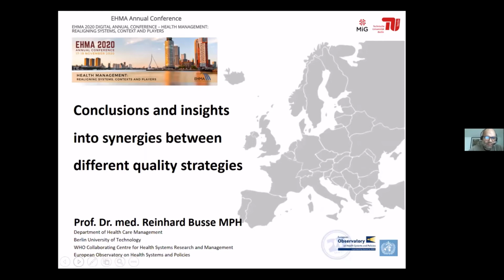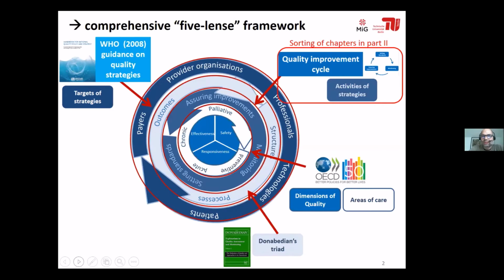Dimi has already very well explained that we chose this five-lens framework, and obviously it was our task to then look at all the different strategies which are used to improve the quality of care, starting from mandatory accreditation, health technology assessment, right down to the two strategies which we just heard about, the public reporting and the pay for quality. And actually, we also had a choice of how to sort and present these strategies.